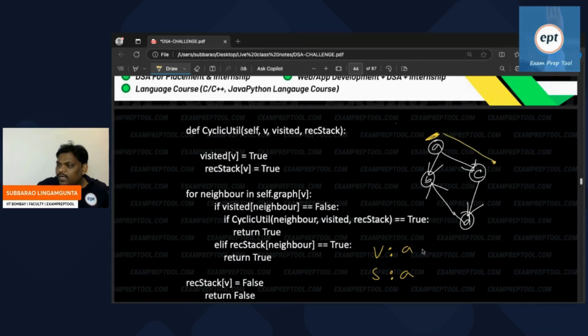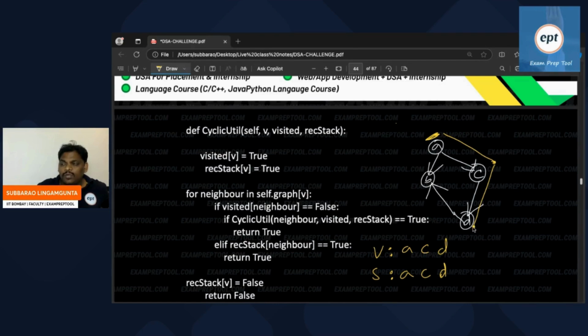So C is also not visited. So in the visited array, add it. And one more thing, it is there in the stack also, add. After C, I will go to D. D is also not visited. In the visited array, add D. And you have to add it in the stack also. Yes, I added. Until now, fine. I am at D now.